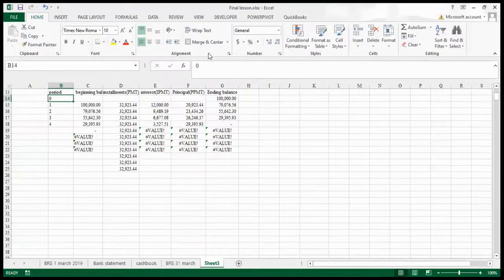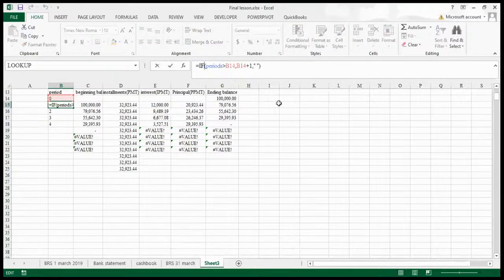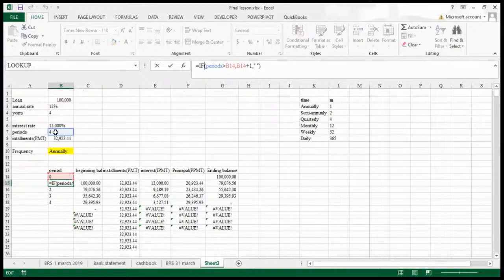Period 0 has no formula, just indicate 0. After 0, come to this cell and say if period, that is this 4 here, is greater than this 0, comma, then I should take 0 plus 1. If not, it stays empty, but the formula will still be there.